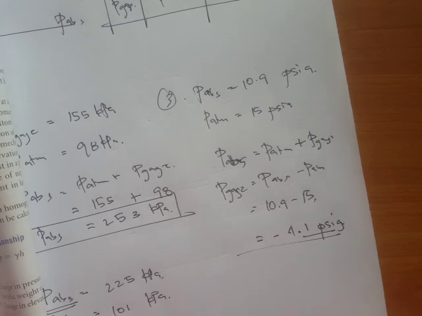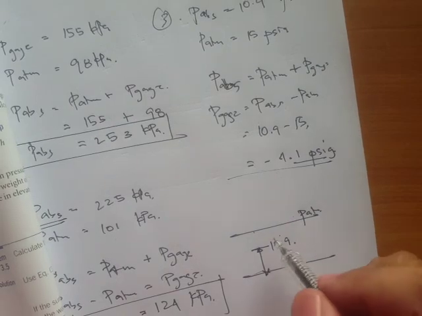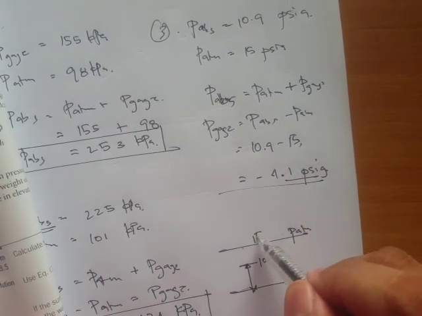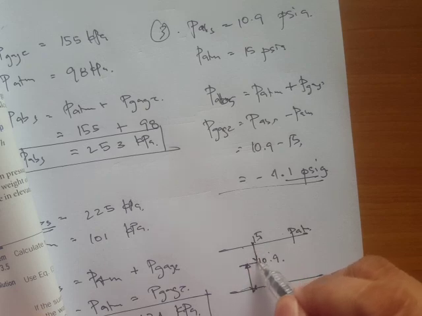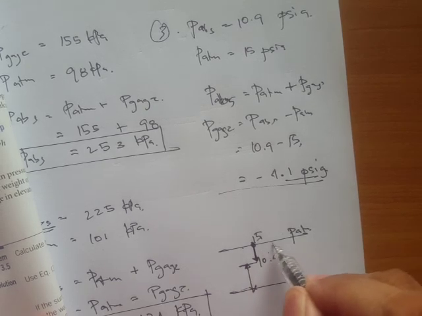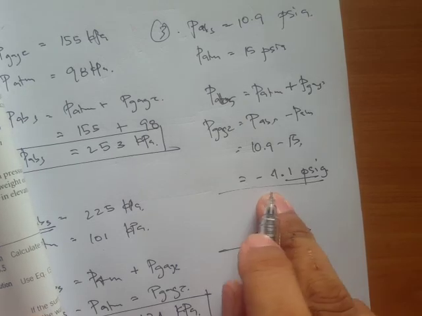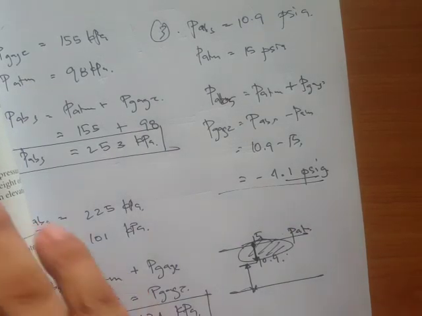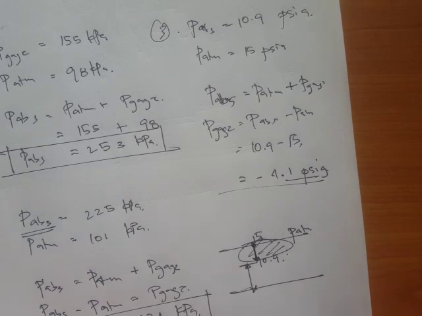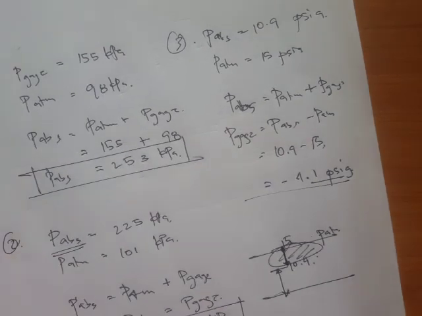So recall, let's say this is our P atmospheric, and our absolute is 10.9, and we have an atmospheric pressure of 15. So from this pressure line up to here, this will be our gauge pressure. That's negative 4.1 psig.